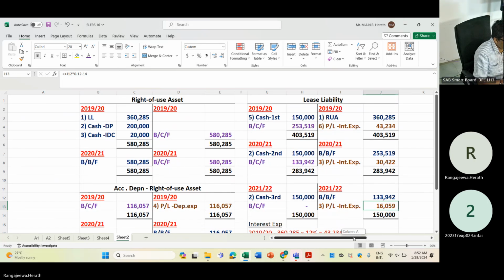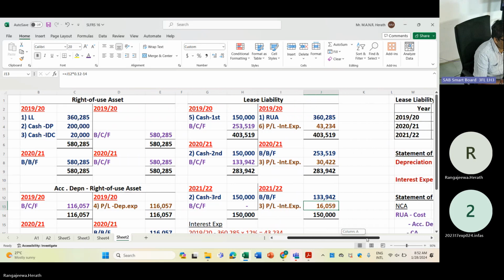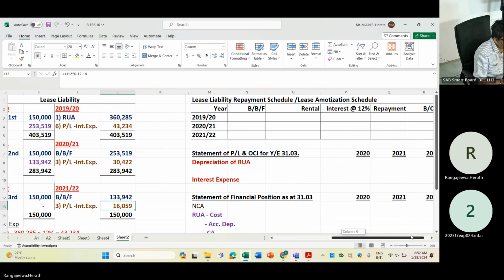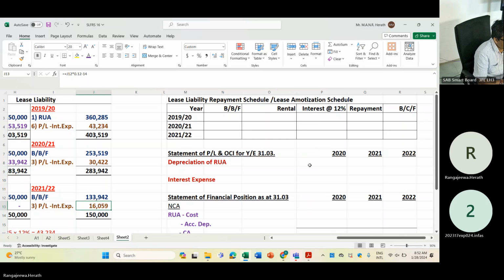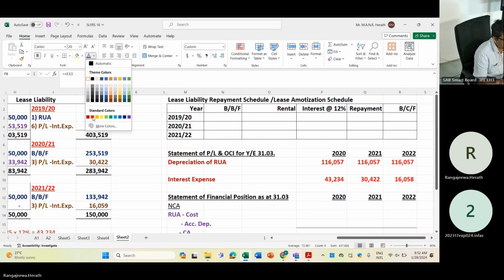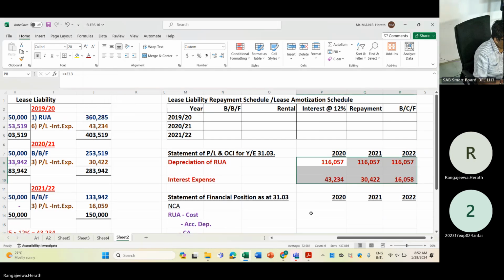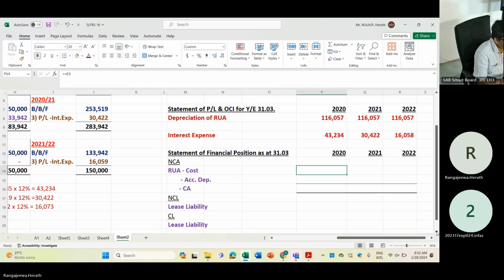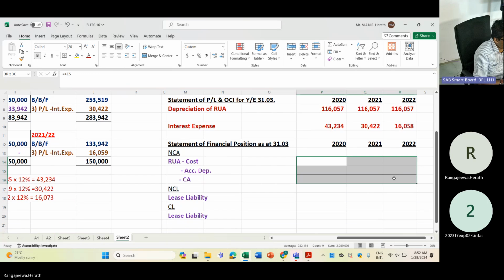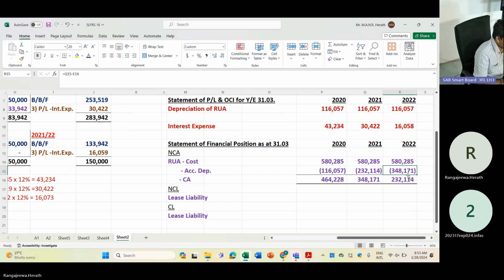So the financial statement extracts: depreciation over 3-year period and the interest we can show. Then the non-current asset, right of use asset, depreciated by 116,000, second year 32, third year 348. So you can show the carrying number.